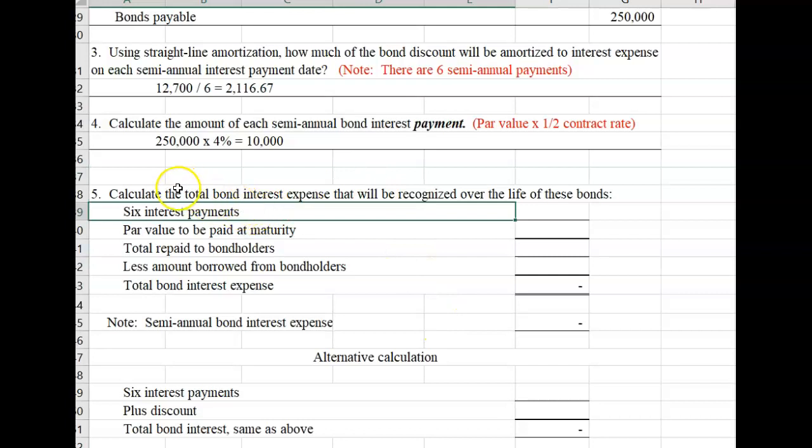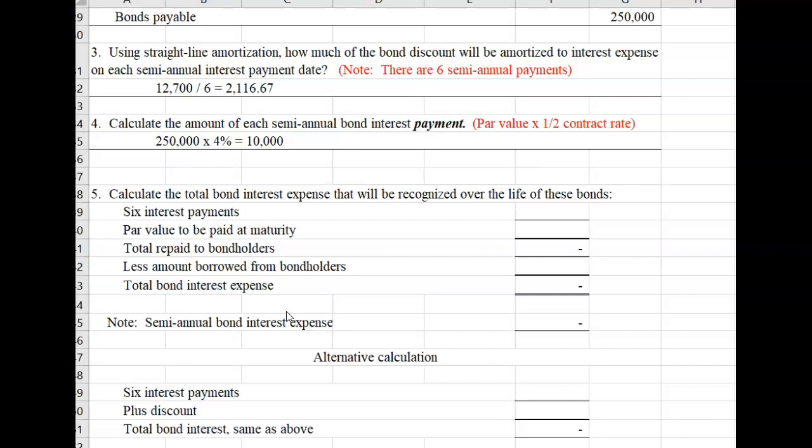The first method is that we will calculate the total bond interest expense that will be recognized over the life of the bonds, and then we will divide that by the number of semi-annual payments. 2 ways to calculate this. The first method is to imply how much interest is included in the difference between the amount that will ultimately be repaid and the amount that we got from bondholders today.